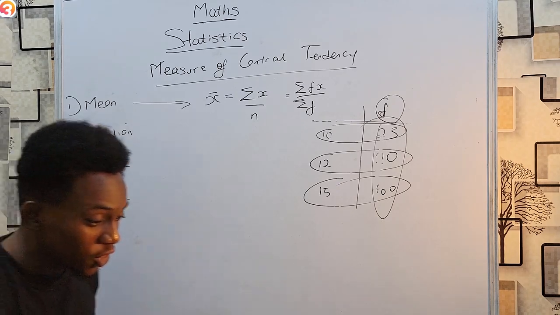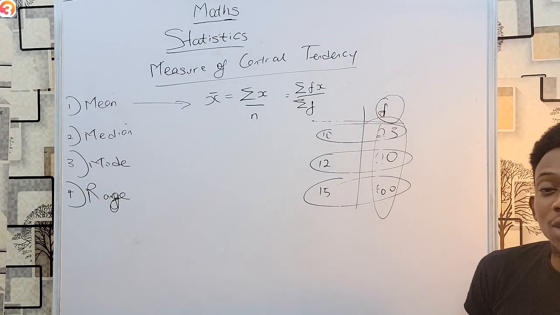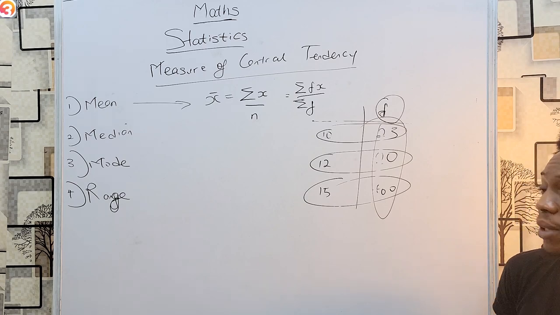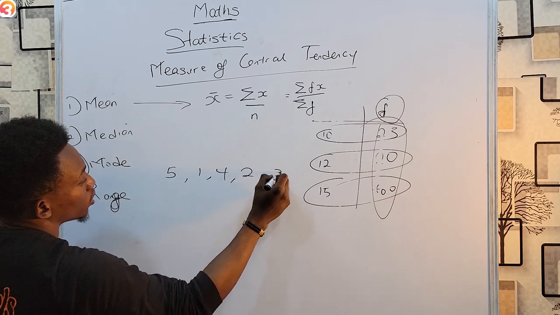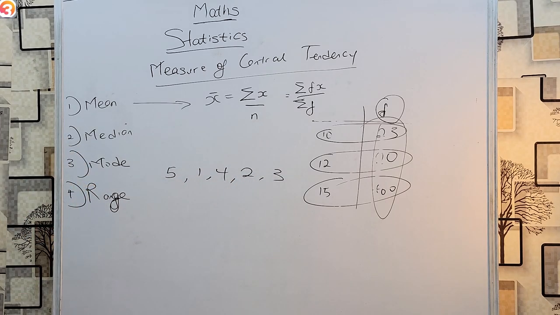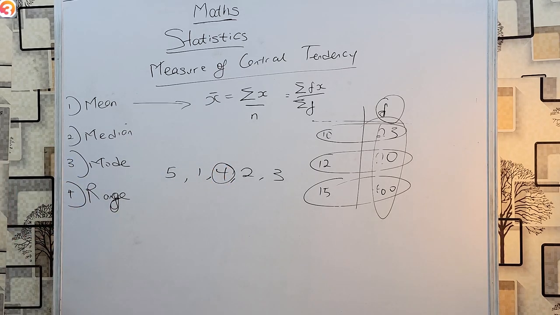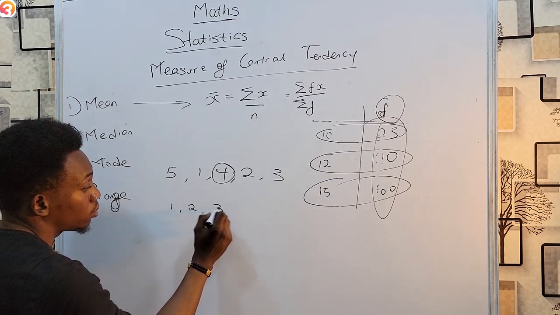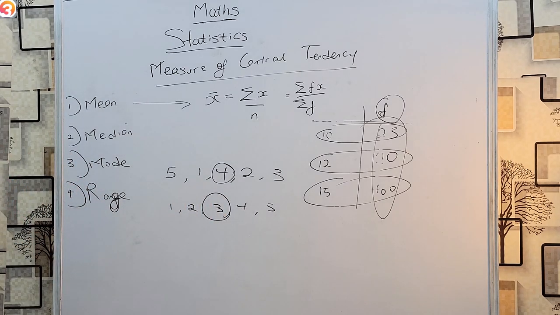Next up, median. Median is simple. Median is the middle number after arranging all the numbers you are dealing with in order. That means, for example, you are given a bunch of data: 5, 1, 4, 2, 3. Find the median, the middle number. Your first instinct will be to say the middle number is 4, obviously. But no, not quite. It must be arranged, either ascending or descending. So, 1, 2, 3, 4, 5. And now that it is in order, I can see my middle number is 3. See, that's all for median.